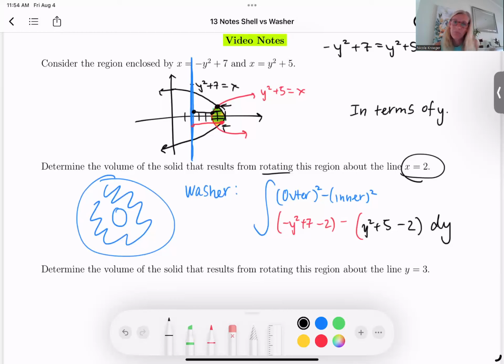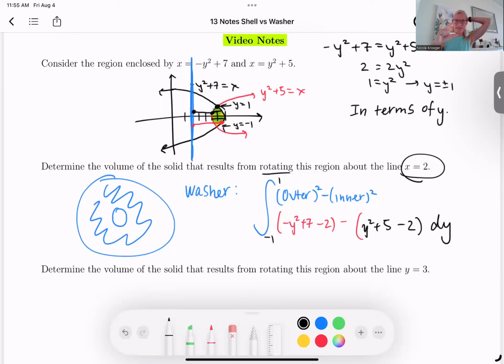So I need to set these two functions equal to each other. Those are going to be kind of messy, not terrible, hopefully. If I add y squared to both sides and subtract 5, then I get 1 is y squared. When I take the square root of both sides, I get a plus or minus, so y is plus or minus 1. This down here was y equals -1, and this is y equals 1. So I integrate from -1 to 1. Notice those bounds come from the region. They don't come from what I'm rotating about.